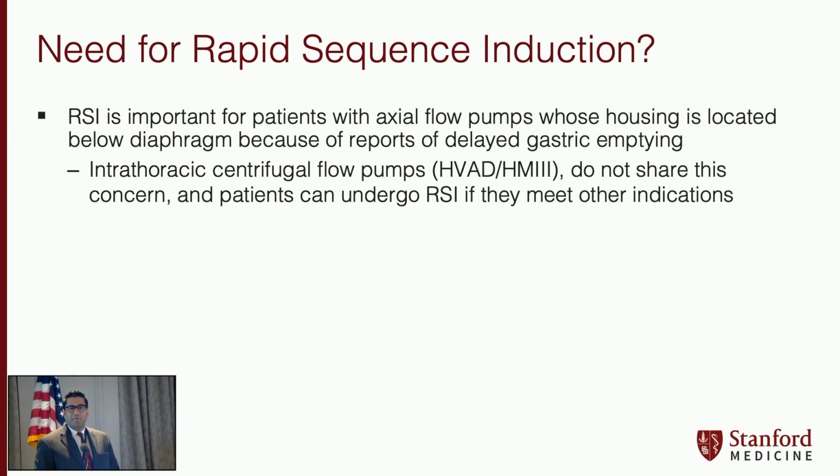Sometimes you may have read in some older literature about patients who have LVADs requiring a rapid sequence induction. That is important for patients who have flow devices such as an axial flow device that has the LVAD below the diaphragm in the abdomen region. Generally, newer pumps such as HVADs and HeartMate 3s are all intrathoracic, so you don't necessarily need to do a rapid sequence unless they have other indications that may require one. So rapid sequence is only required for HeartMate 2 devices or axial flow devices that have something in the abdomen.